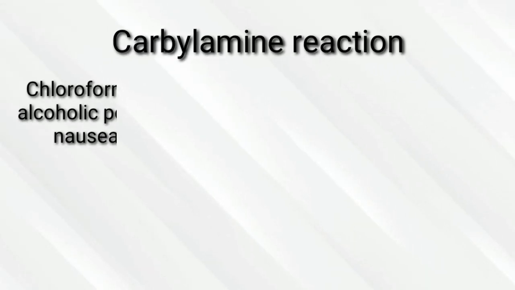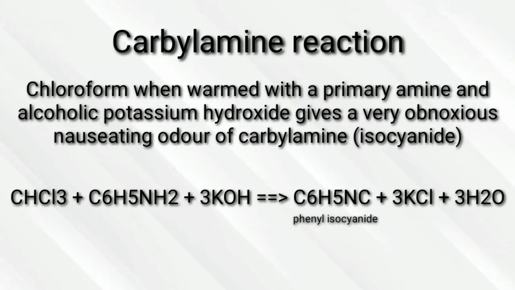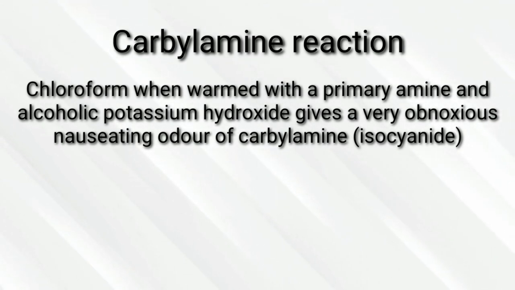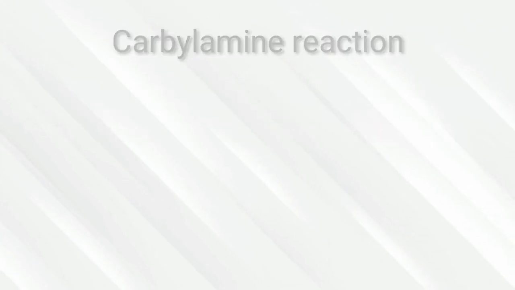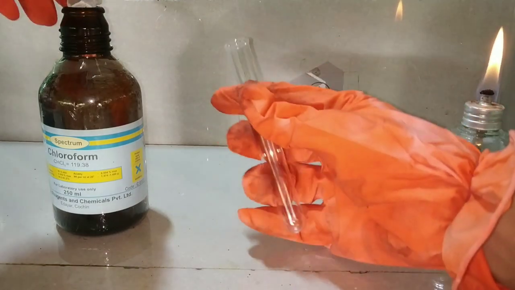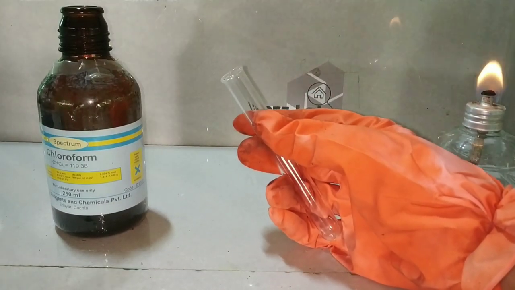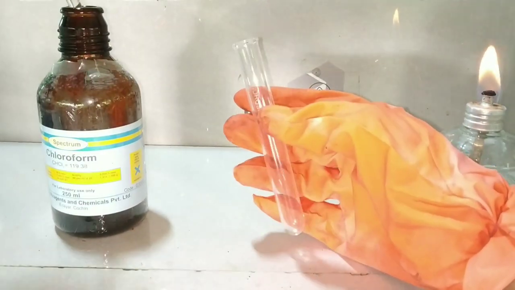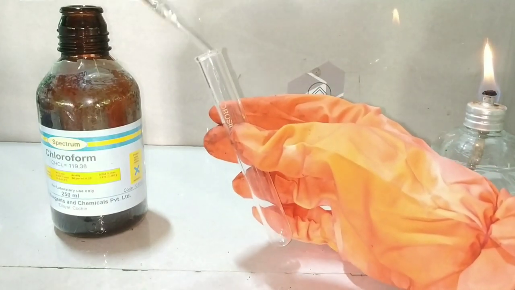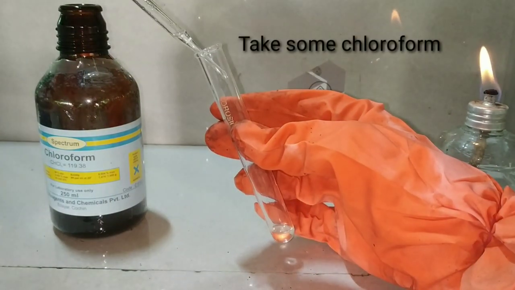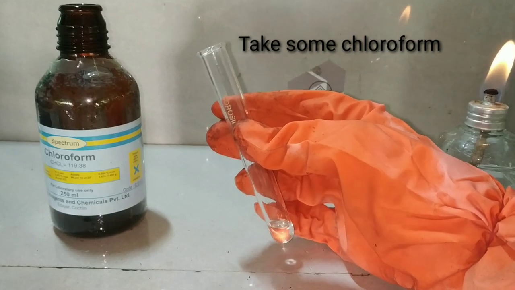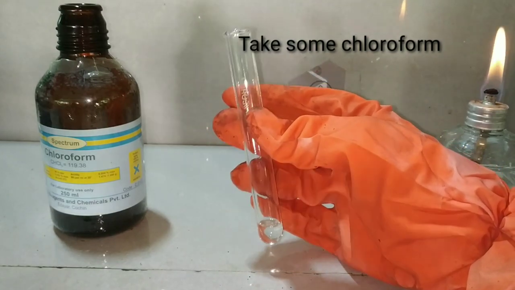Now for the very important carbylamine reaction. Here, when chloroform is warmed with a primary amine and alcoholic potassium hydroxide, it gives us a very obnoxious, nauseating odor of carbylamine, also known as isocyanide. The primary amine I used was aniline and I took alcoholic potassium hydroxide and when I heated it, I obtained phenyl isocyanide.